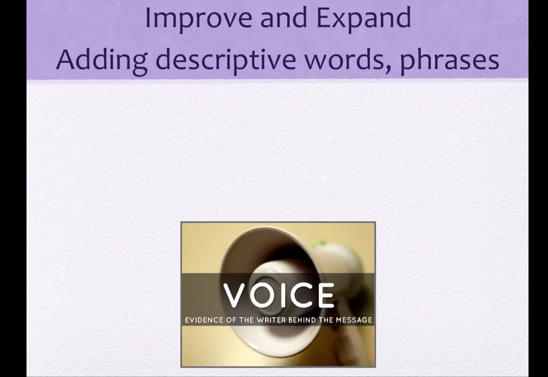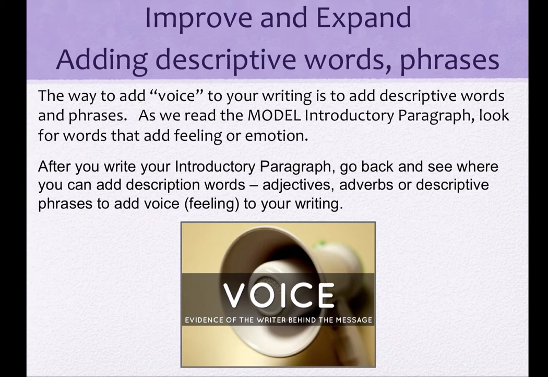Always when you're writing, you should consider all of your writing a first draft. You write the information and then you can go back and improve and expand. One of the ways to do this is adding descriptive words and phrases. It's really called voice. As we read the model introductory paragraph, look for words that you feel add feeling or emotion. After you write your introductory paragraph, go back and see where you can add descriptive words, adjectives, adverbs, or descriptive phrases that can add voice or feeling to your writing.